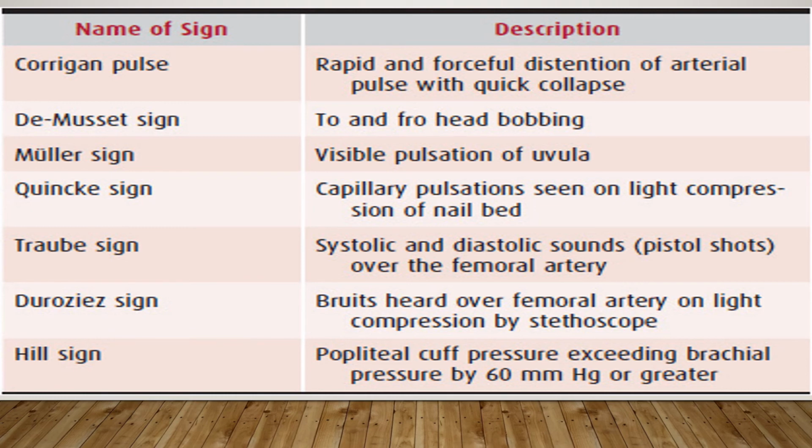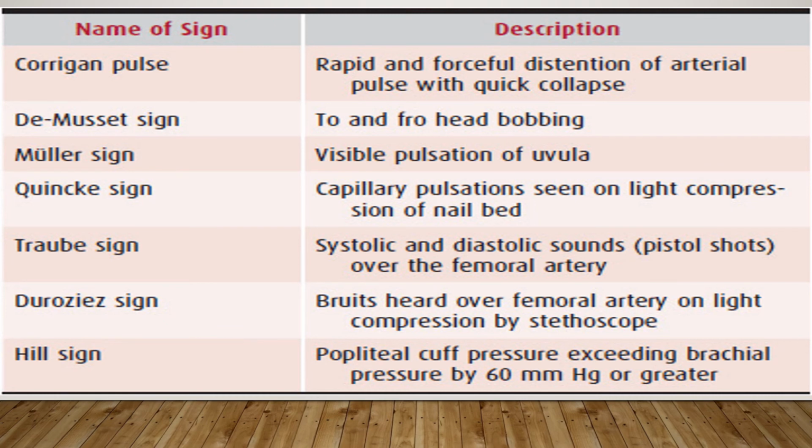Just to mention a few peripheral signs of aortic insufficiency. As we have said, the first one is wide pulse pressure with bounding peripheral pulse, that means a Corrigan pulse. The other is De Musset sign. De Musset sign is head bobbing with each heartbeat, to and fro head bobbing during each heartbeat.